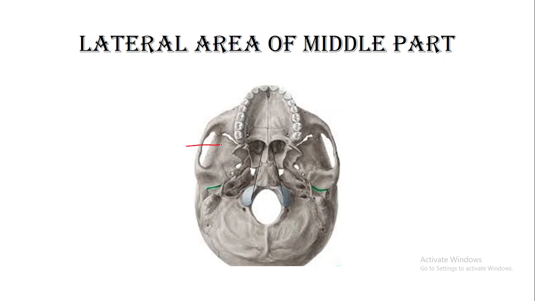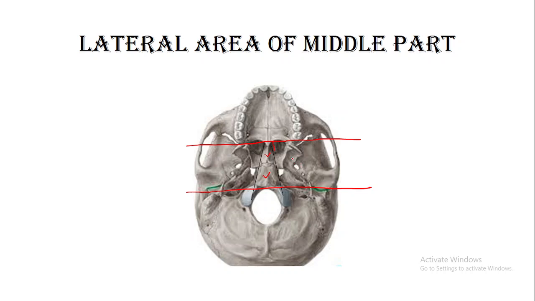So this arbitrary line runs at the posterior end of the hard palate, and a second arbitrary line runs from the anterior end of the foramen magnum. So this is the middle part of norma basalis, and the median area of norma basalis we have already covered. So we'll see the lateral part, the lateral area of the middle part of norma basalis.